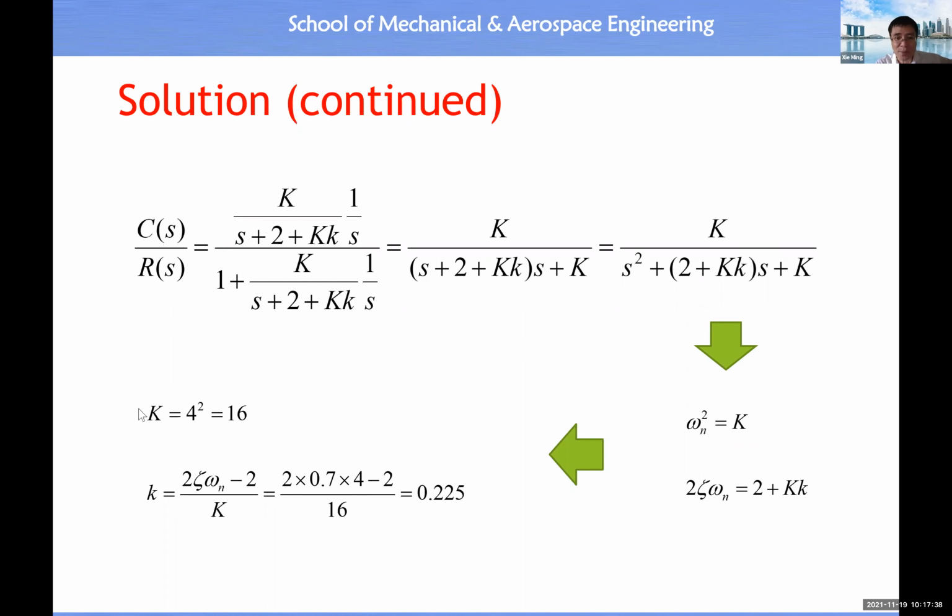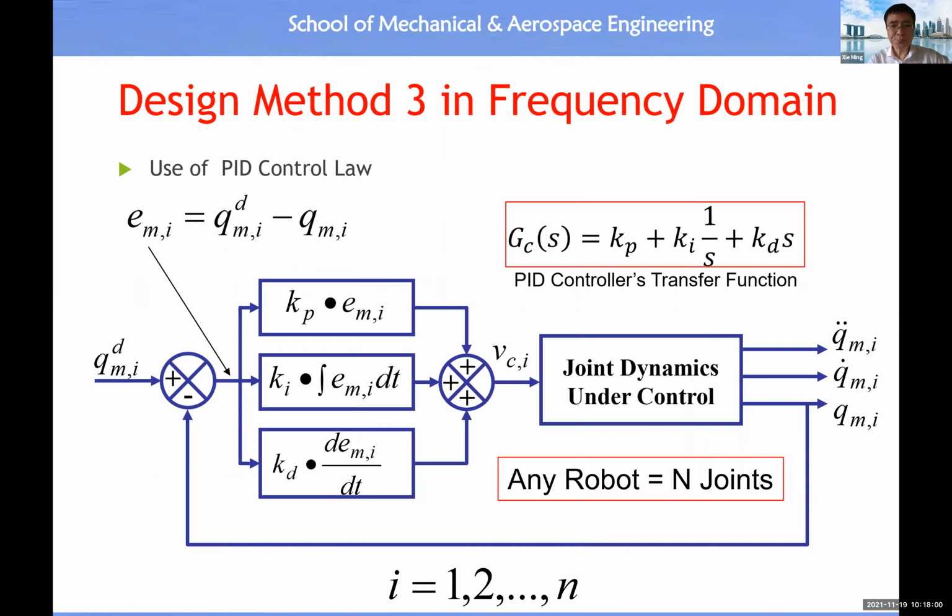Then you know what should be the K, because omega n equals 4, capital K equals 16. Then from here, you know smaller k equals 2 zeta omega n minus 2, divided by capital K, okay? So then you put in the value, you will get this result. Done already. So you see, it's not very difficult for you to design a control system in robotics, all right?